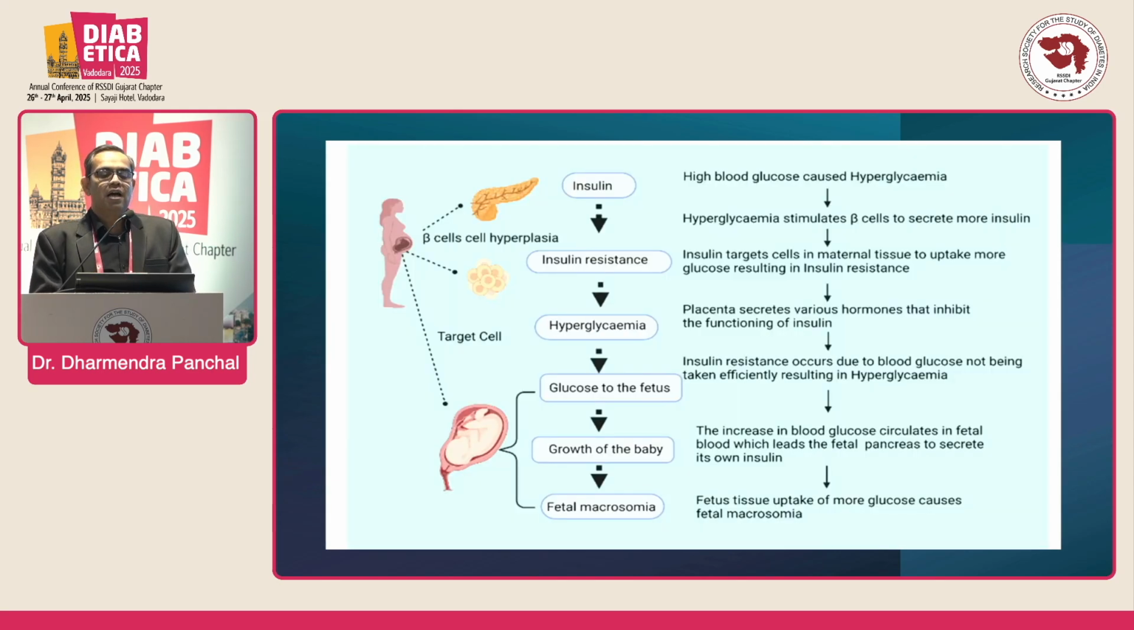whenever there is hyperglycemia. This hyperglycemia stimulates the beta cells. It leads to more insulin. Insulin targets the maternal tissues, and again, it results in insulin resistance, which, moreover, because of placental hormones, increases more insulin resistance. Ultimately, the overall glucose load comes on the fetal pancreas, and the fetal pancreas has to be more overstimulated. More insulin secretion from the fetal pancreas can lead to fetal macrosomia, and the story doesn't end here.